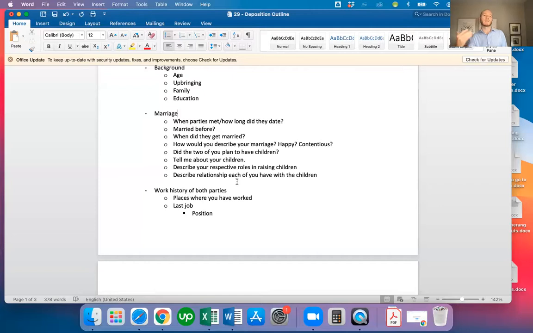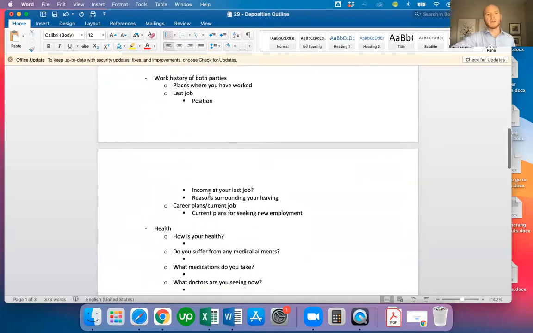So you'll want the other side to describe all of these things, to describe their own relationship with the children, and you'll also want them to describe your own client's relationship with the children, because you want to know what they're going to say at trial. Again, that's one of the main purposes of taking a deposition. So if they're going to say, oh, Bobby hates my husband, you want to know that in advance. So that's why you want them to describe things for both parties.